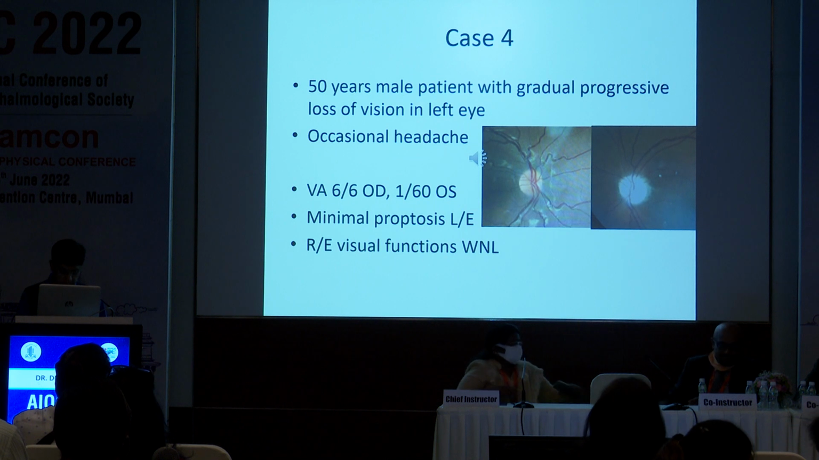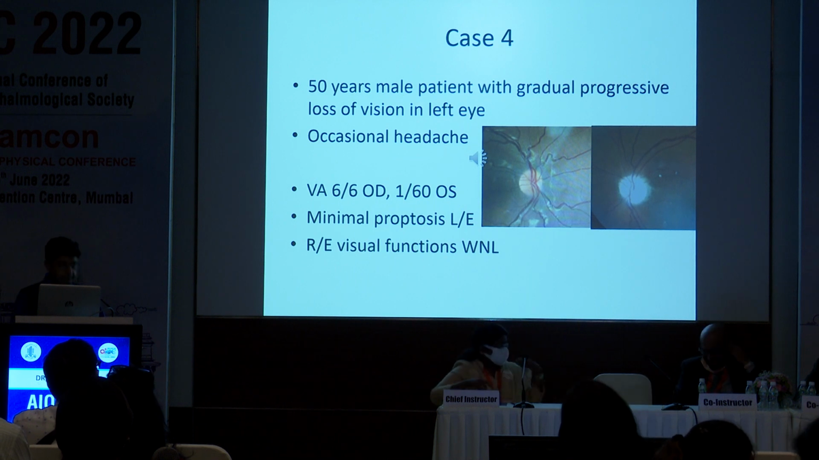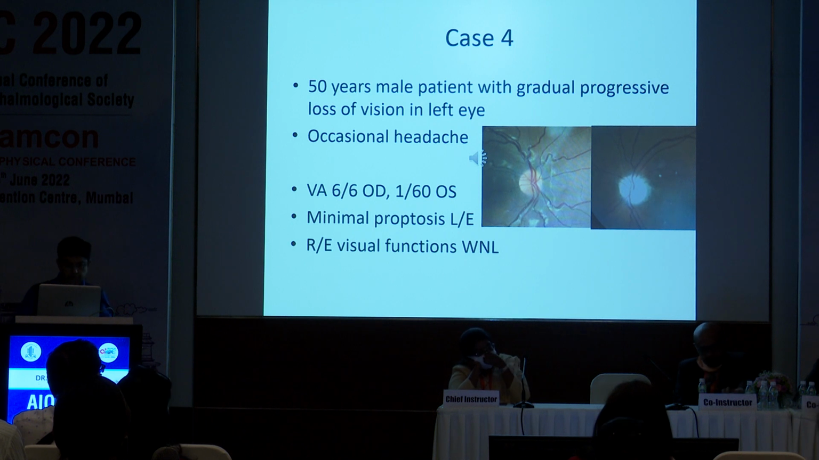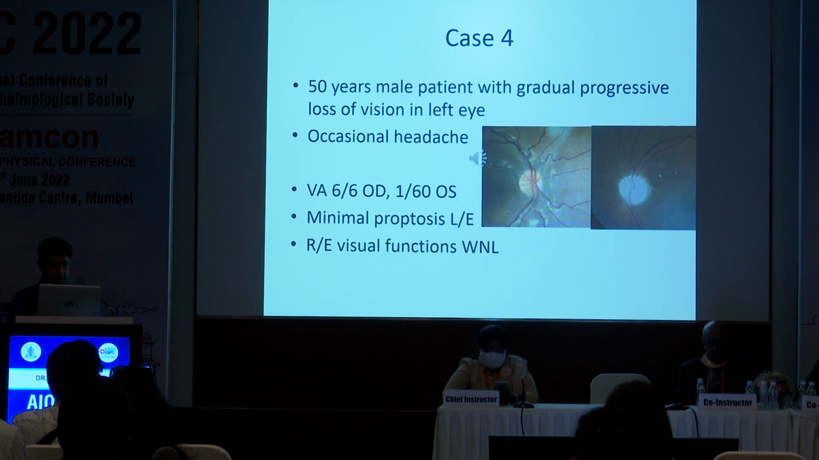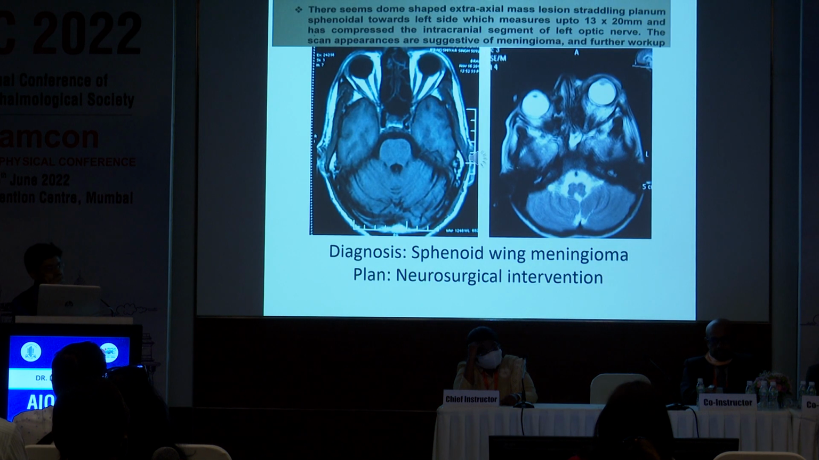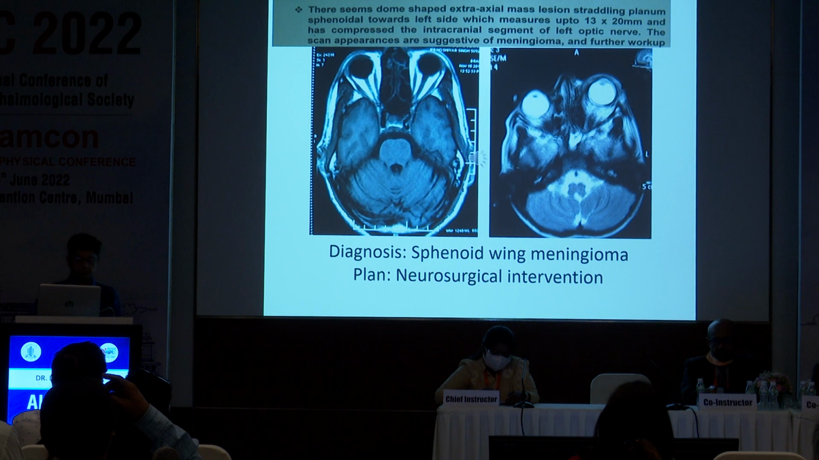A 50-year-old male patient with occasional headaches, having a gradual progressive loss of vision in the left eye, presented with minimal proptosis. All visual functions in the right eye were normal. You can notice how there is a secondary optic atrophy in the left eye optic disc. The differential diagnosis could be optic neuritis, an inflammatory optic neuropathy, or a compressive optic neuropathy. The investigation of choice here is neuroimaging. Neuroimaging reveals a sphenoid wing meningioma, which would require a neurosurgical intervention. So there was a compressive optic neuropathy going on to a secondary optic atrophy.